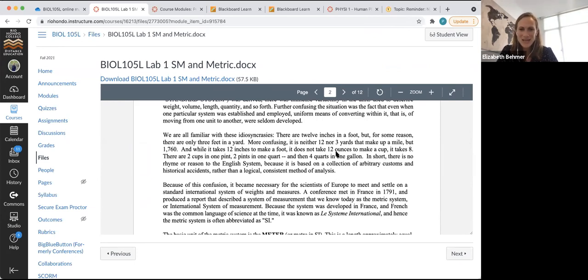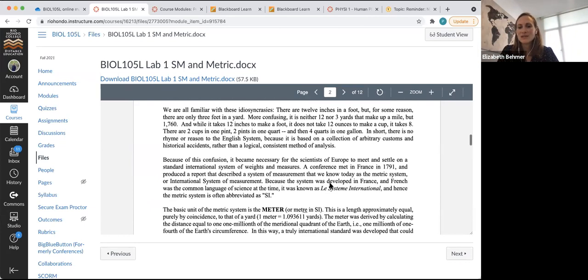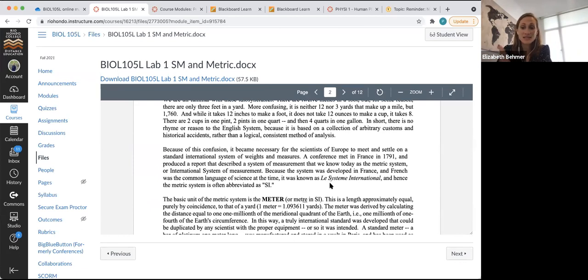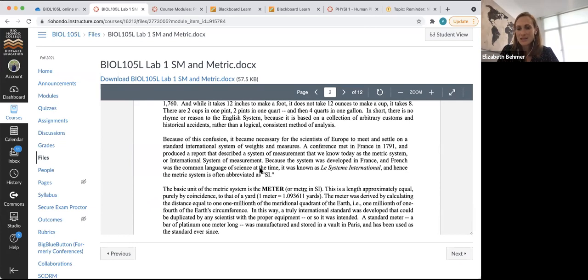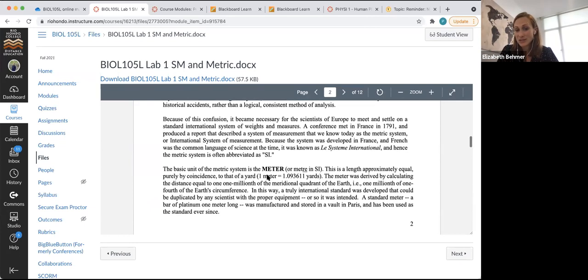It takes 8. So anyway, we get a lot of confusion in our English system of measuring things because there are so many different forms of measurement that we're using. And because of this confusion, it became necessary for scientists in Europe to meet and settle on a standard international system of weights and measures. And that's called the SI, or metric system.